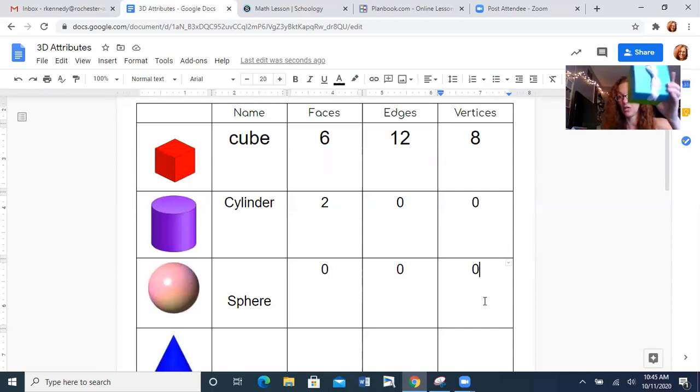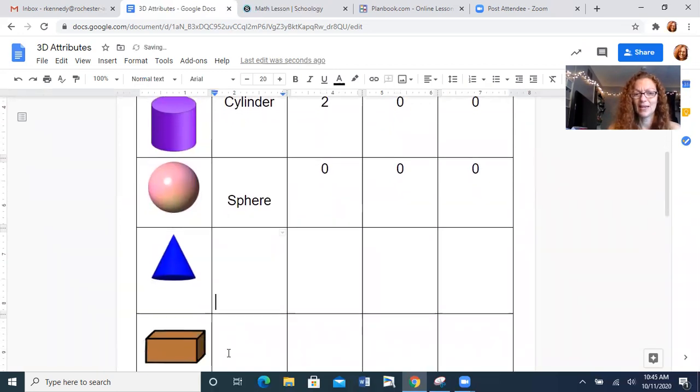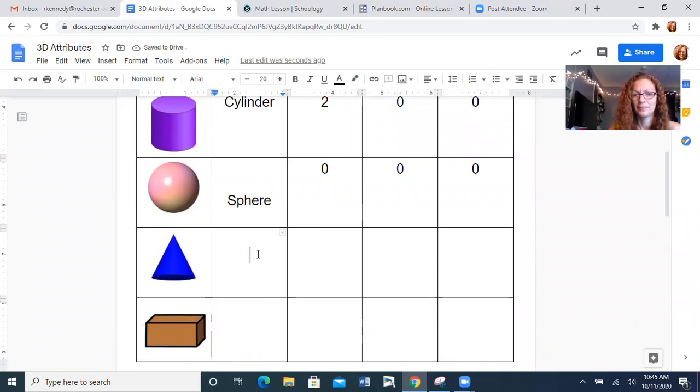Okay, so we went through the cube. We went through the cylinder. We talked about a sphere, which is trying to roll off my desk. And now we are going to talk about this wonderful shape right here. Do you know the name of that shape? Party hat. Woohoo! What if I turned it this way? Does this help you remember the name? Nice work. It is a cone. A cone.